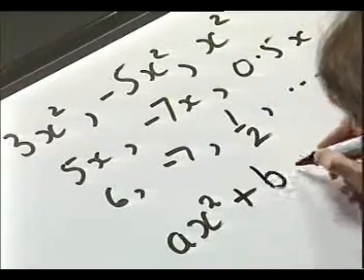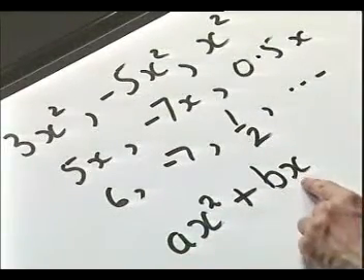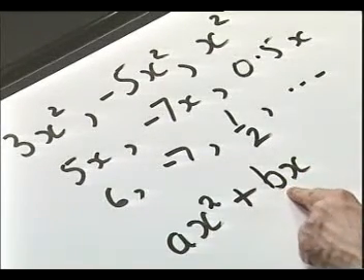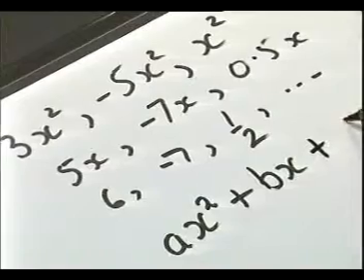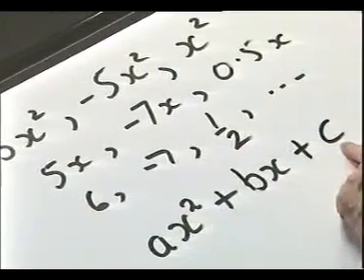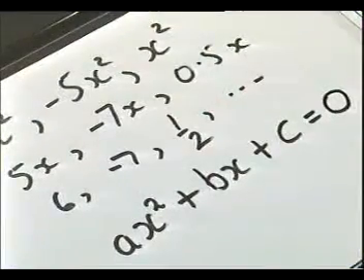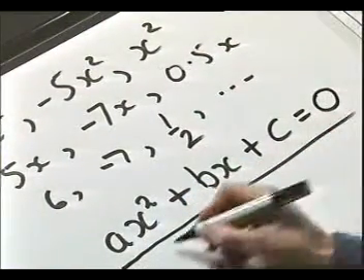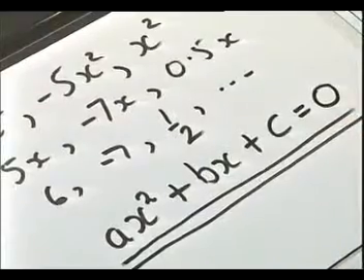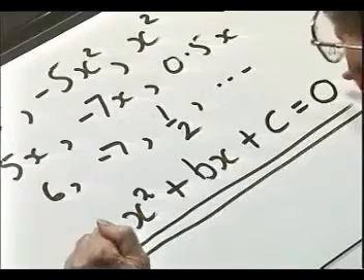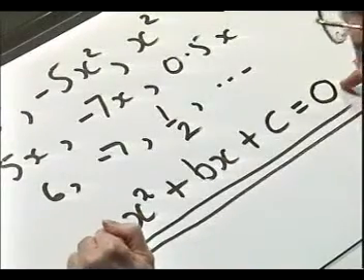Plus bx. Now this term may not be there. B could be 0. Plus c. C is the constant term. And again, that term doesn't have to be there. C could be 0. And then we say equals 0. So that's our most general quadratic. And what we're going to have a look at is how to solve all the different varieties of this kind of equation that you can meet.